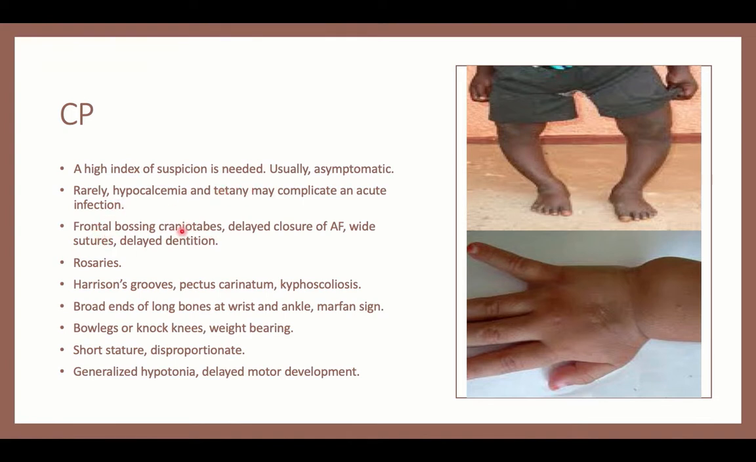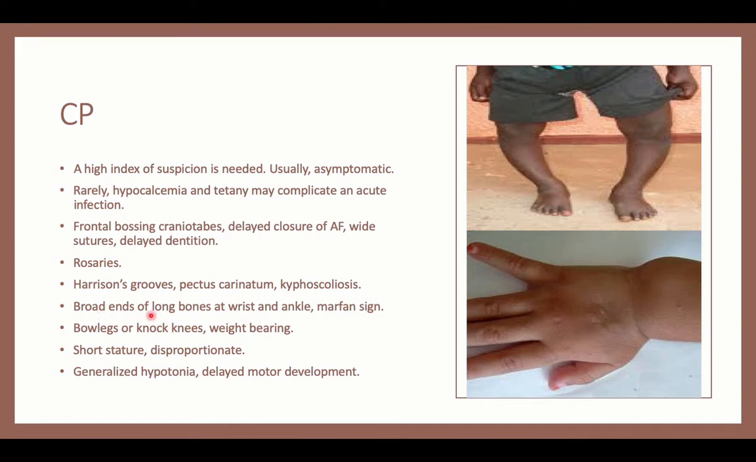Frontal bossing, craniotabes also is characteristic. You can press over skull bones, and because they are weak, they can give you an indentation like a ping pong ball. This is one of the earliest manifestations of rickets also. Delayed closure of anterior fontanelle, wide sutures, delayed dentition, rosaries, Harrison grooves, pectus carinatum, kyphoscoliosis, also one of the manifestations of rickets, especially in severe cases that are related not to vitamin D deficiency but related to other genetic causes maybe.